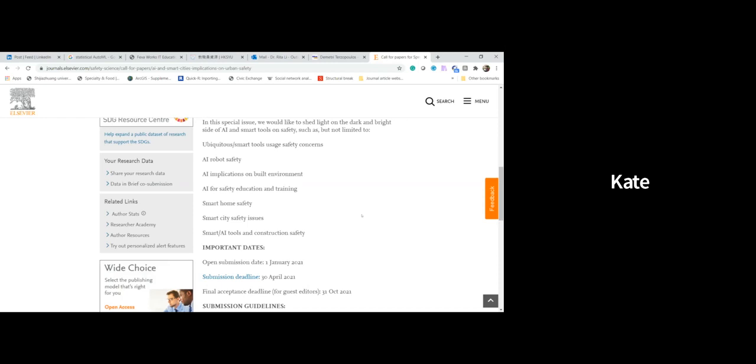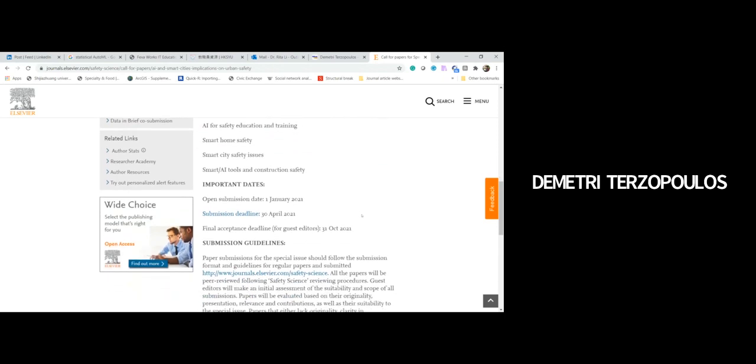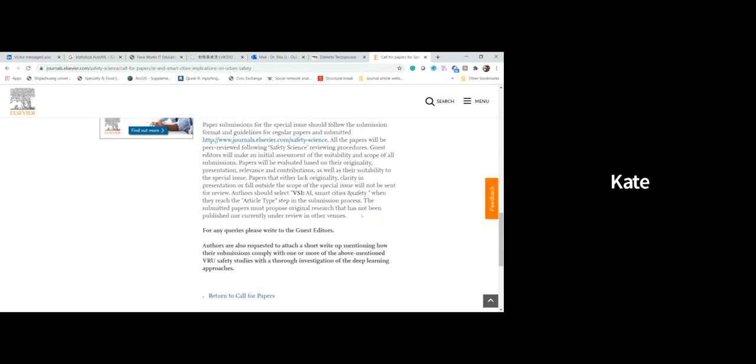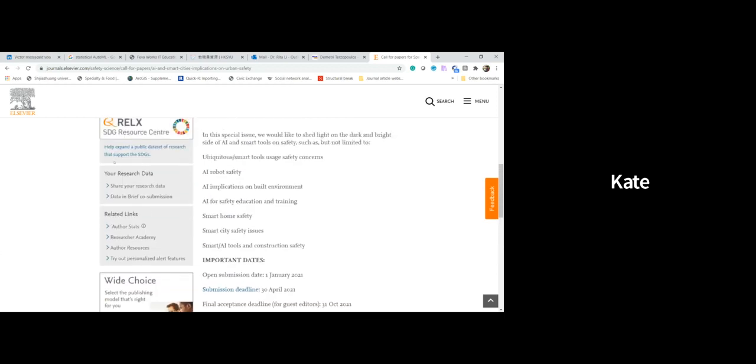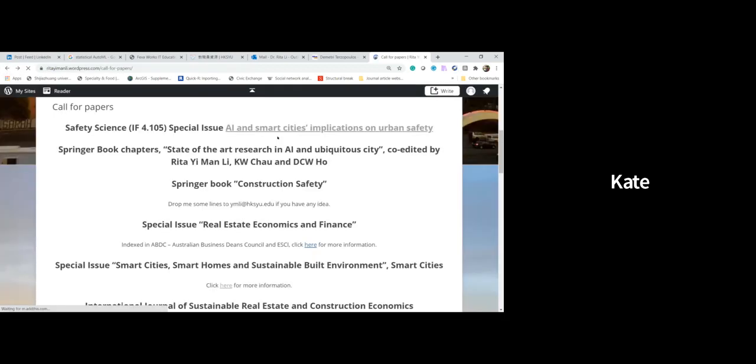but not limited to, for example, ubiquitous or smart tools usage and safety concerns, AI robot safety, implications on the built environment, AI safety for education and training, smart home safety, smart city safety issues, smart or AI tools and safety. These are some of the items for which we are calling for papers, and of course we have some other items. We have state-of-the-art research in AI and ubiquitous computing. We are calling for papers and for book chapters, and hopefully we will be able to receive them in early 2021.